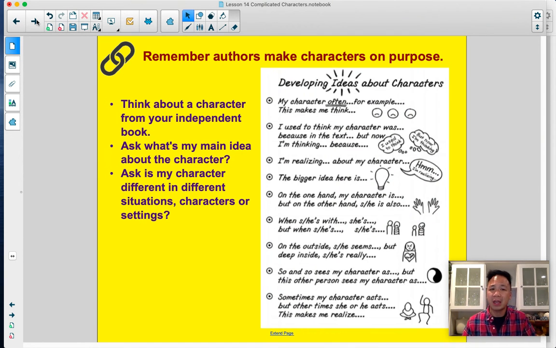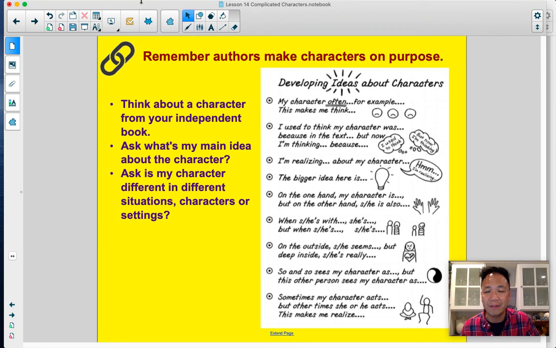So think about a character from your independent book and ask, what's my main idea about the character? What do I know about this character and why? But then ask yourself, if this character is complicated, is my character different in different situations, or different with different characters, or in different places, or do they seem different on the inside than what they appear on the outside?